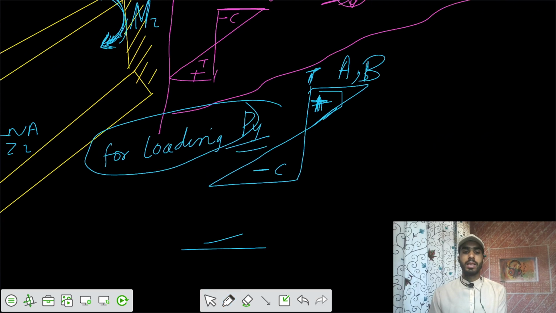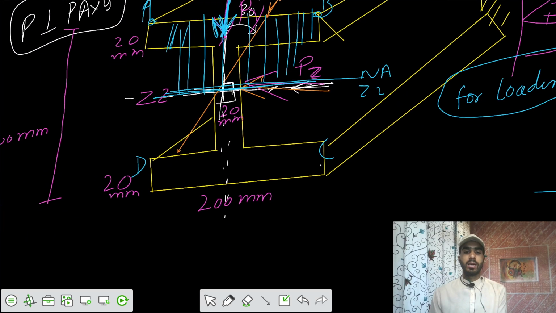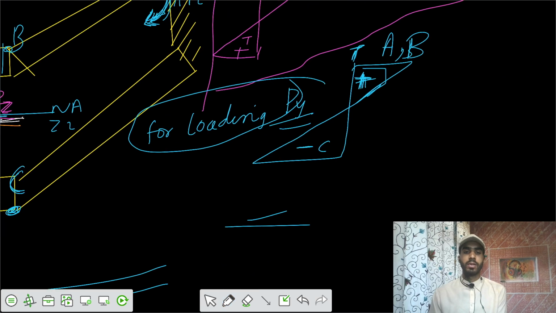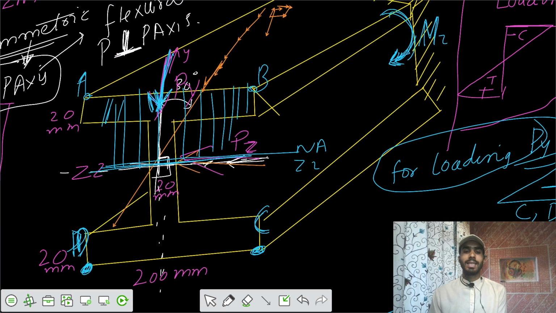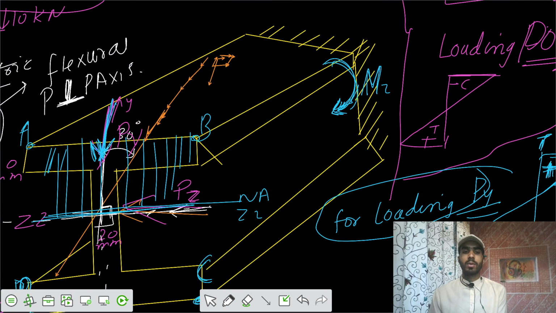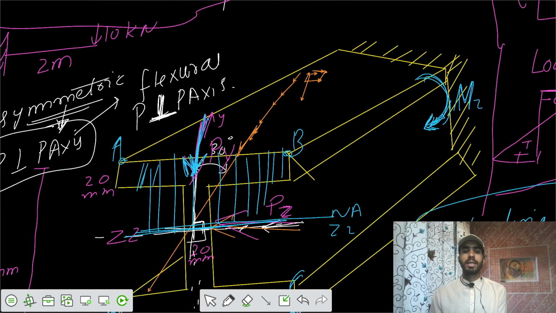And for the corners BC, CD, we can say these two, for the CD corners, this one and this one, you have a compressive stress. That is negative. So we have compressive stress for C and D for the loading PY. If you talk about the loading PZ, let's make the diagram separately.